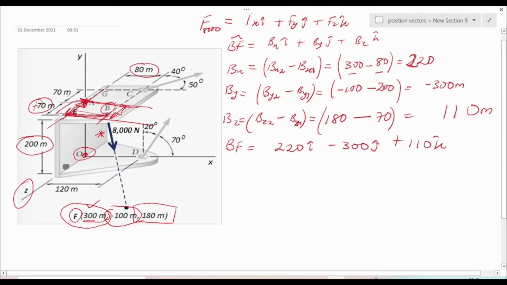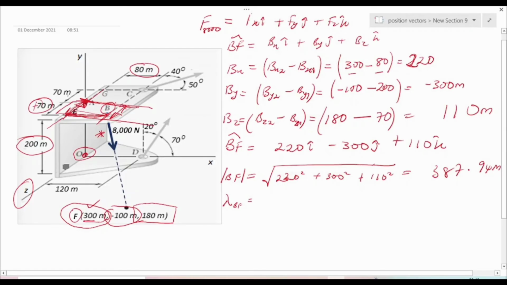And once this is done, the next thing to do is to find the magnitude of BF, our displacement vector. The reason for this is because we may also need to estimate the unit vector. To find the magnitude, as usual, we have 220 squared plus 300 squared plus 110 squared, and we'll find the square root of all that. If you evaluate that, you're likely going to get 387.94 meters.